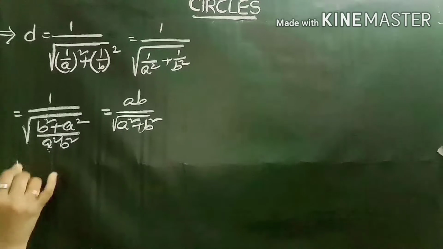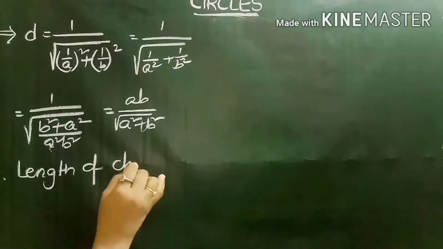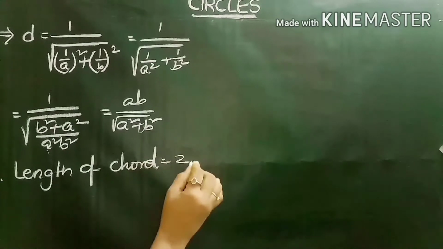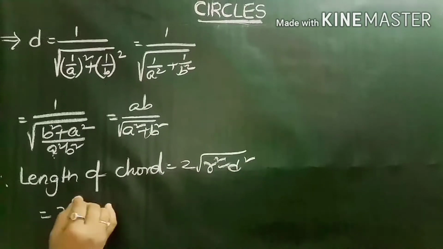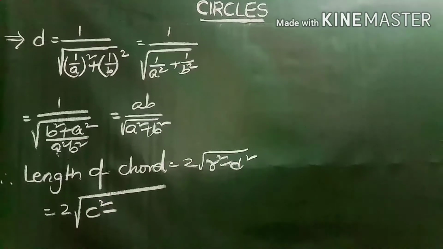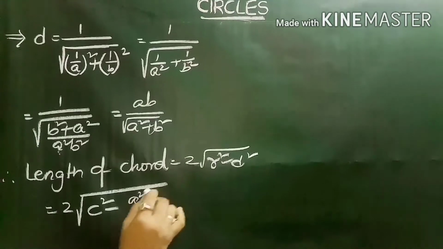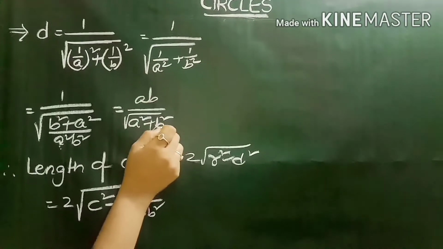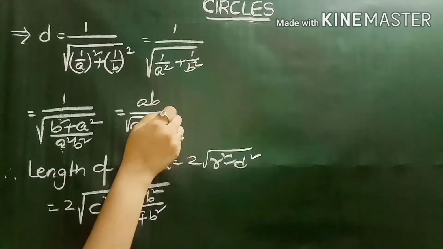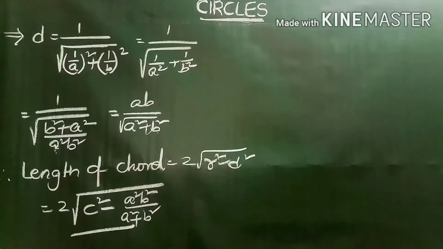Therefore the length of the chord is equal to the formula 2 root r square minus d square. So the length of the chord is 2 into square root of r square, that is c square, minus d square. The value of d square is a square b square by a square plus b square. Now this is the length of the chord.